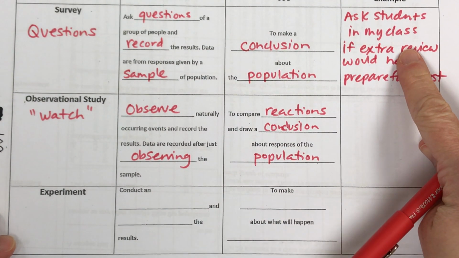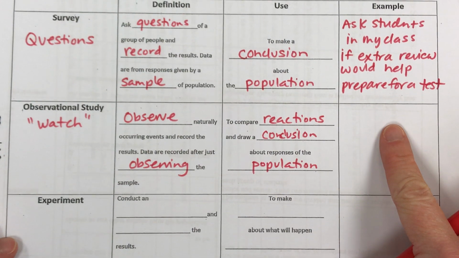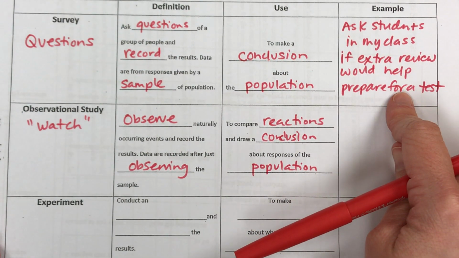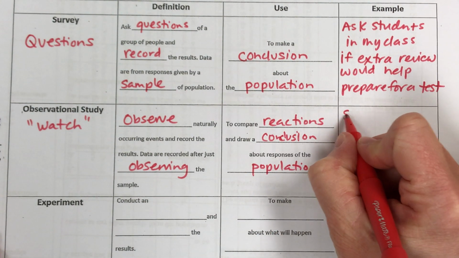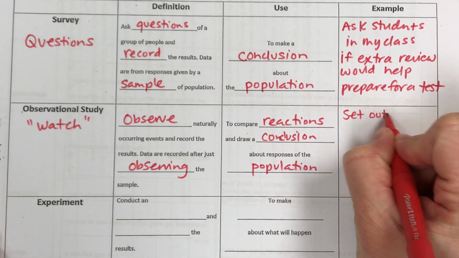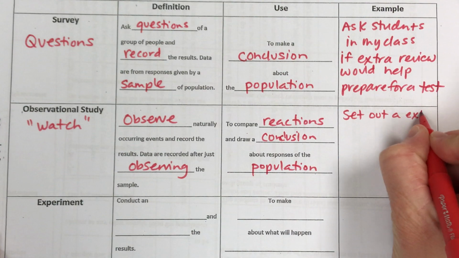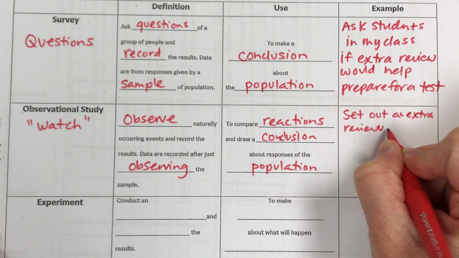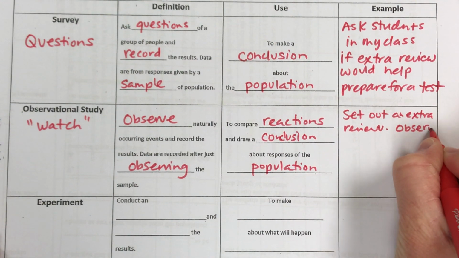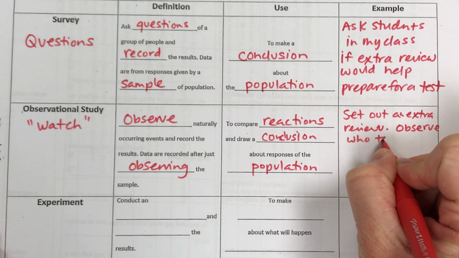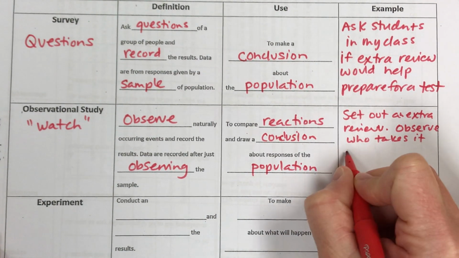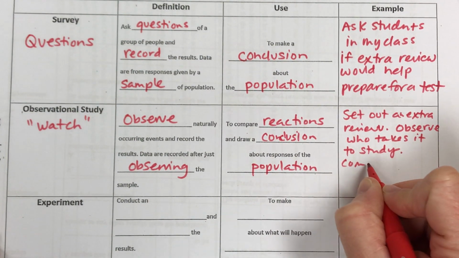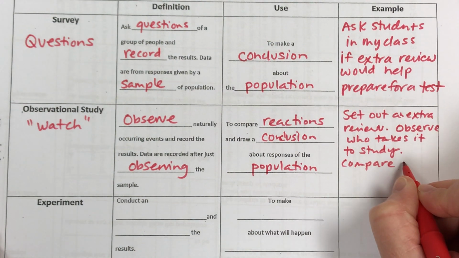So the difference between a survey and just observing: using the same scenario about extra review to prepare for a test, this would be if I actually set out an extra review, and I'll just observe who takes it to study. And then I'll compare the results of the kids who took the review and didn't.